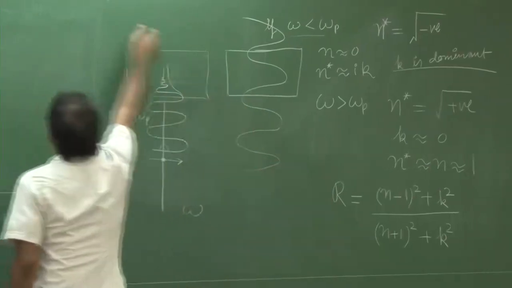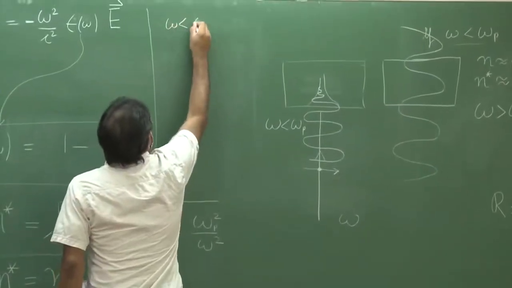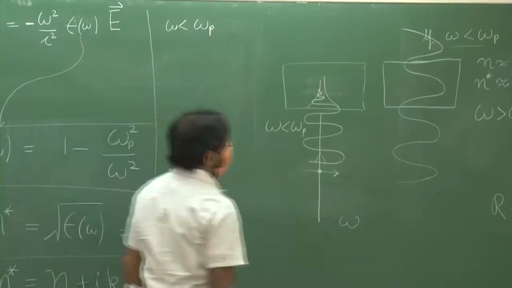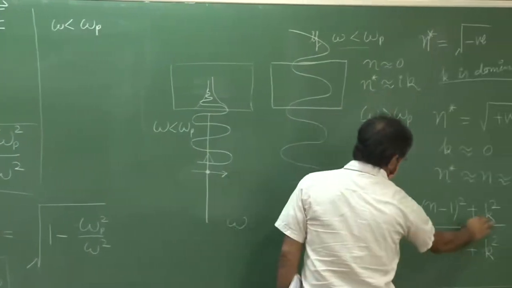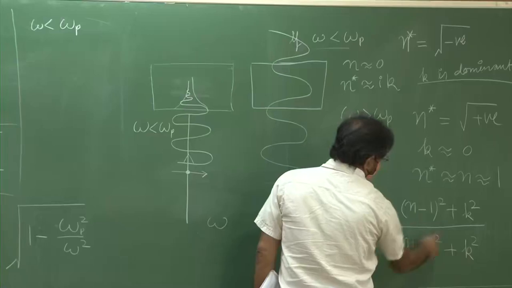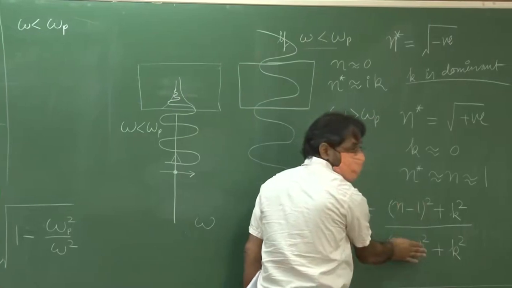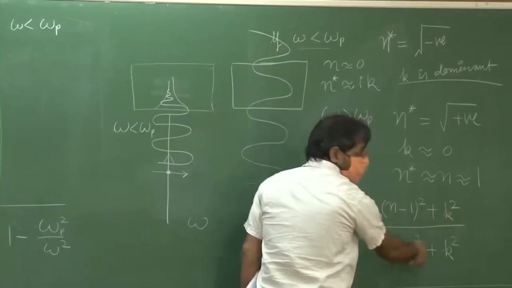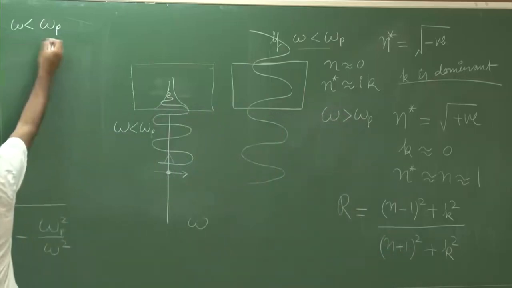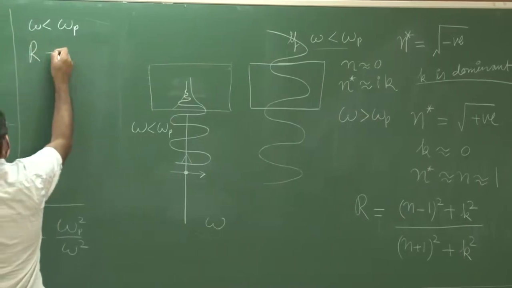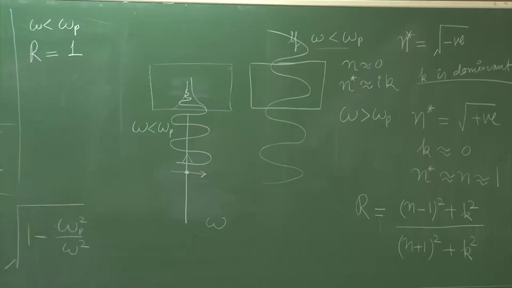So let's go from here to here. If omega is less than omega p, plug in these values. Your n star is approximately k, and n is 0. So this term is 0, the square of 1 is 1, and the square of 1 is 1. So you get the same numerator and denominator, and the reflectivity will come out to be 1. So if omega is less than omega p, the reflectivity or reflection coefficient is 1. That means the entire light is going to reflect back.